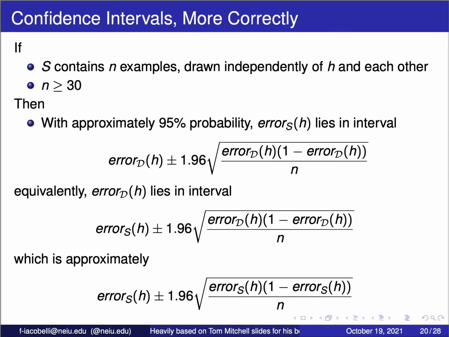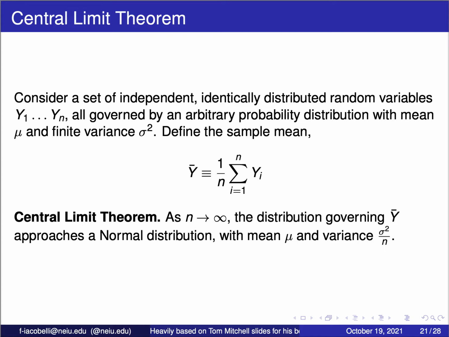Now, here are some examples. You can pause and see that if S contains n examples drawn independently of the hypothesis and of each other, and n is greater than 30, then although it's a binomial distribution, we have so many examples that it behaves like a normal distribution. With 90% probability the error of the sample lies in this interval. So here we're approximating that.